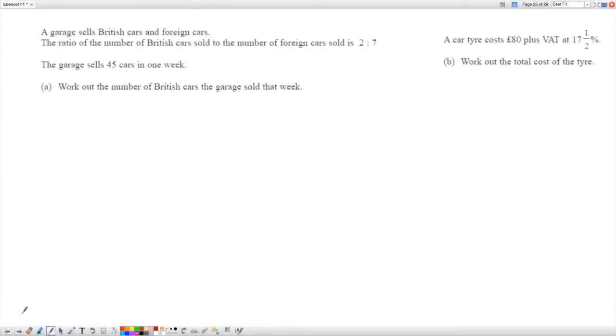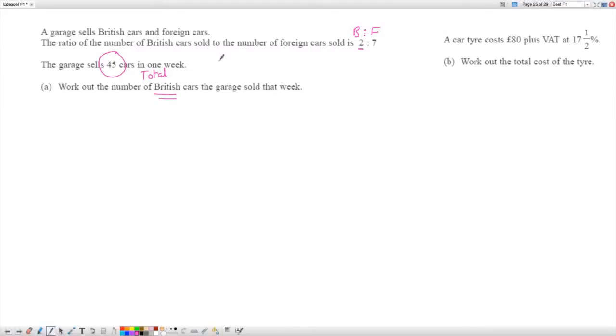A car dealer sells British cars and foreign cars. We've got a ratio of British, B, to foreign, F, of 2 to 7. We're told that the dealer sells 45 in 1 week. That is the total. But we want to know the number of British. So this B, what part is the 2?